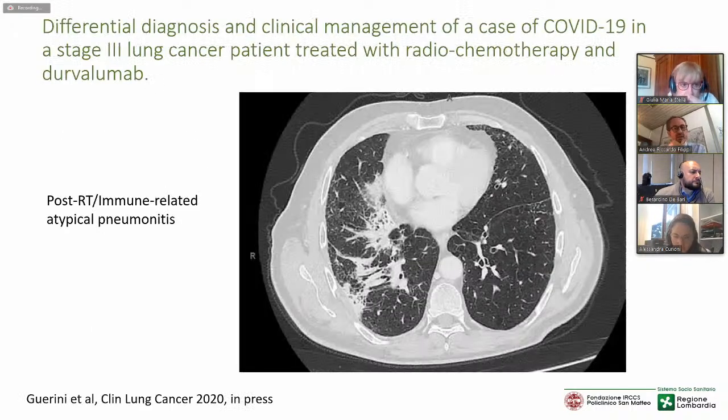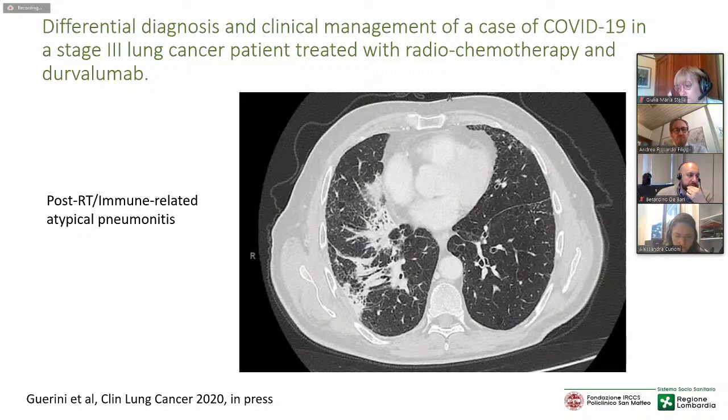So in the last 2 slides, I would like to report a case to you. I co-authored this case report together with my friends and colleagues in Brescia. They had a case of a patient treated with chemoradiation and then maintenance Durvalumab with a diagnosis of COVID-19. The history of this patient is quite interesting.